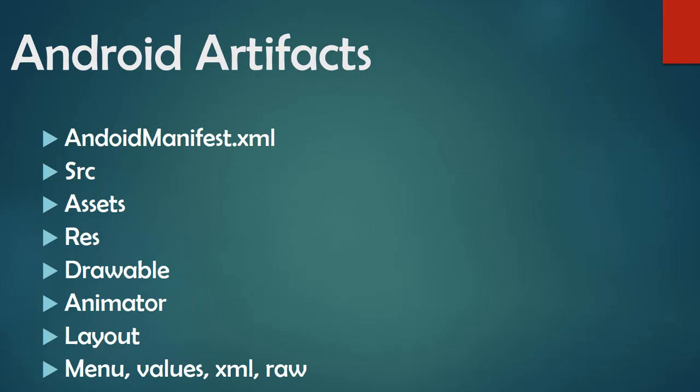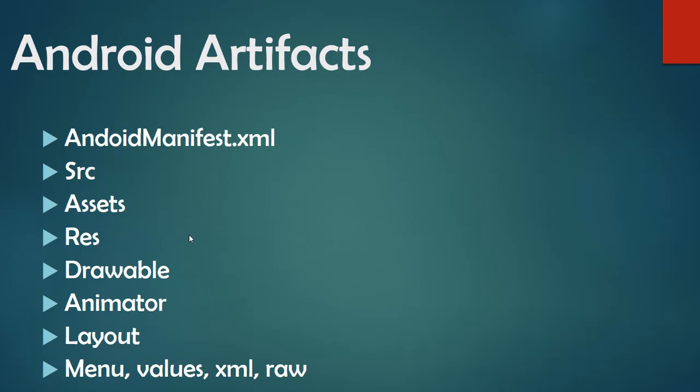Resources is a folder containing the resources for the application. This is a parent folder for drawable, animator, layout, menu, values, XML, and raw. So you can see here that I have menu, values, XML, and raw. These are the four folders that are inside resources.